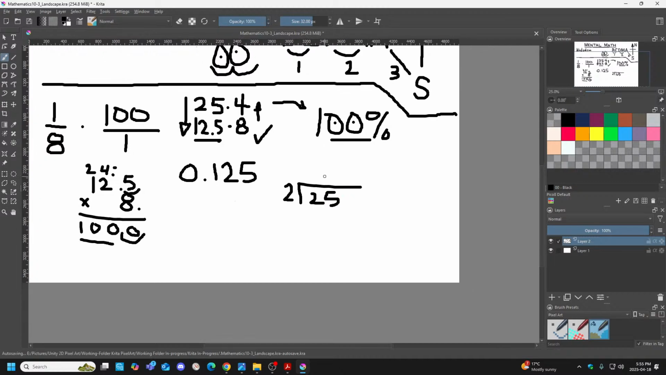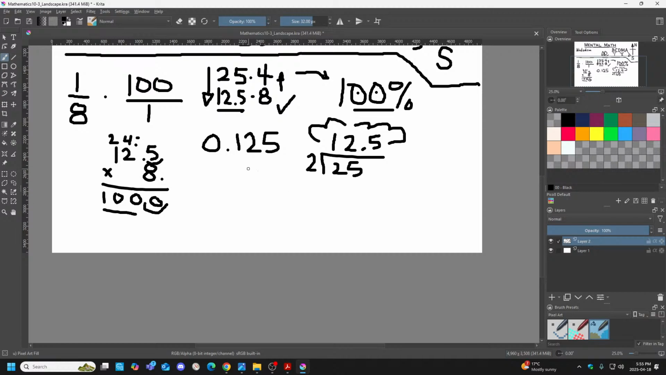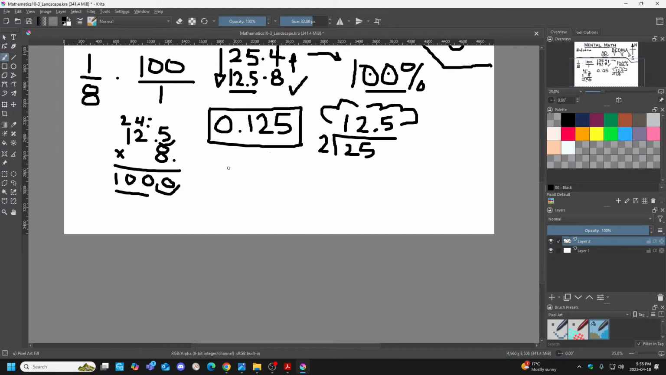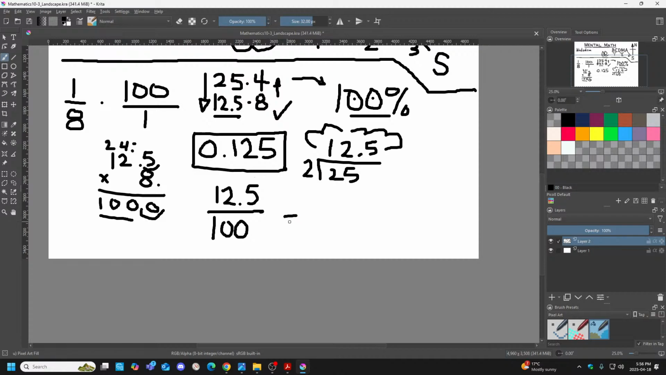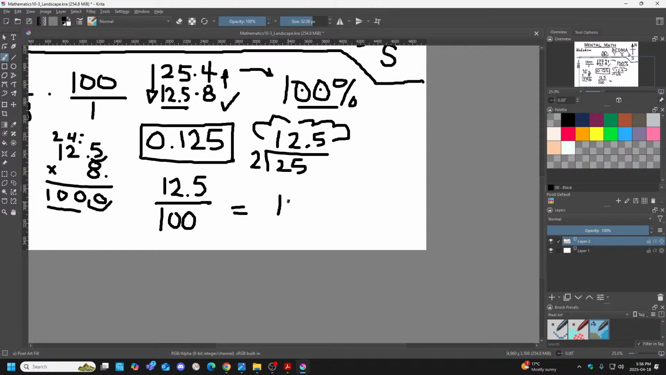So we needed this value here. There's our magic number right here. That's the number we needed. I've already written it down, but we still have to go 12.5 divided by 100 to get our decimal value, which is this, obviously. If I show you the work, it's the same thing, guys.